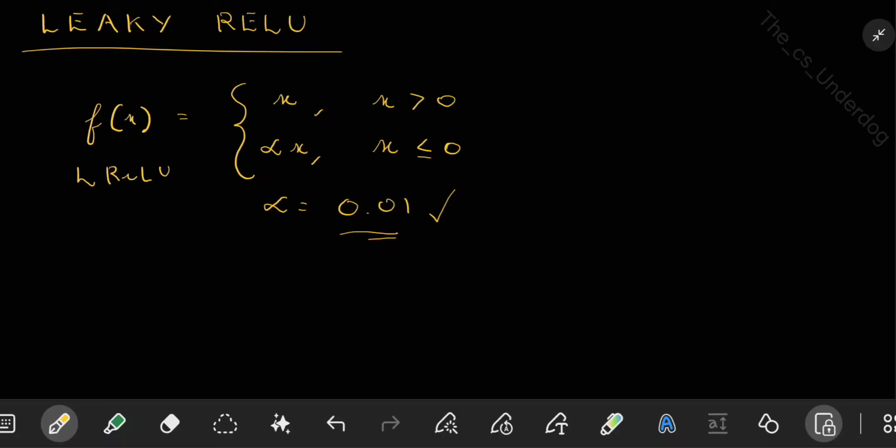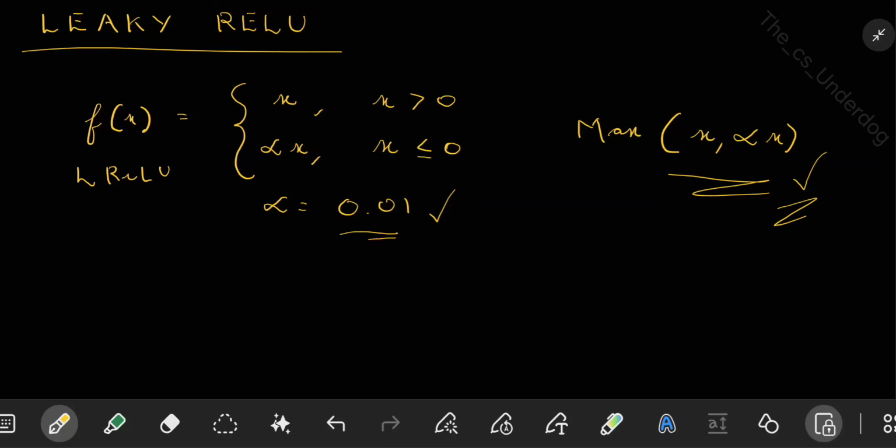Another way of writing the same equation is max of x, alpha x. This is also the same as this particular equation. Whichever of x or alpha x is larger, that is what you want to output.